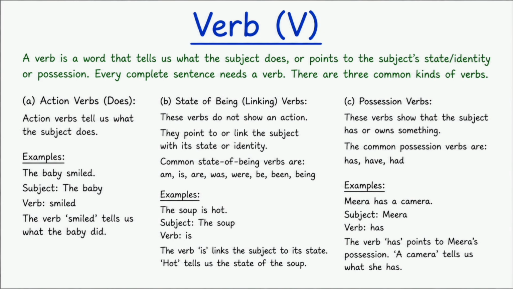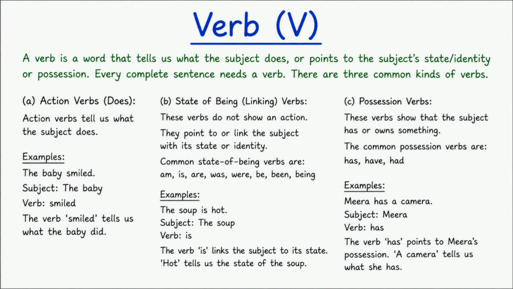Number two, state of being, or we can call it linking verbs. State of being verbs or linking verbs. These verbs do not show an action. They point to or link the subject with its state or identity. Common state of being verbs are am, is, are, was, were, be, been, being.